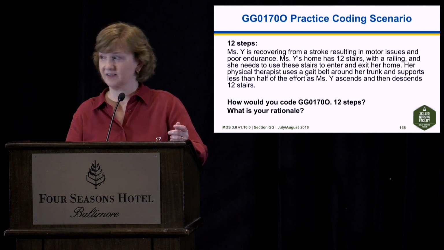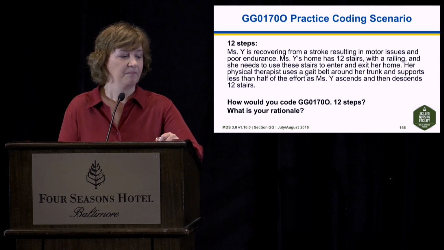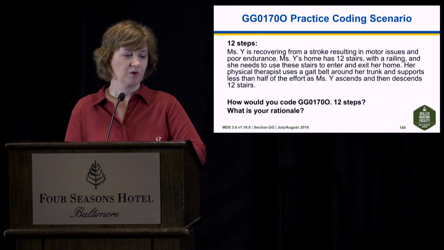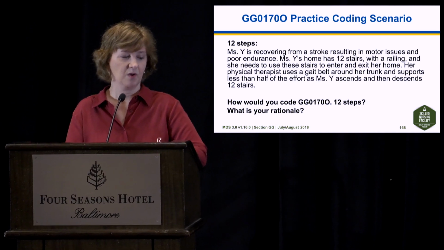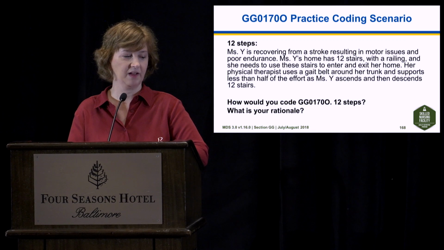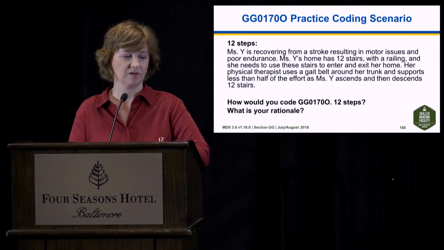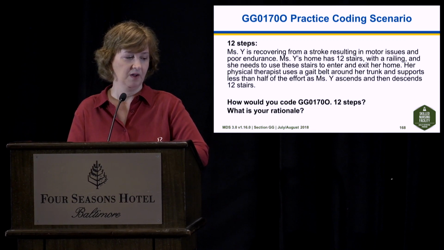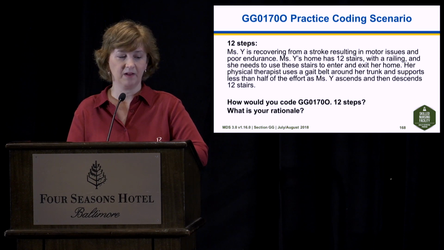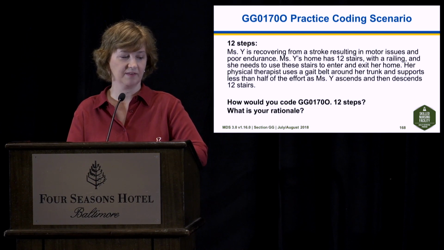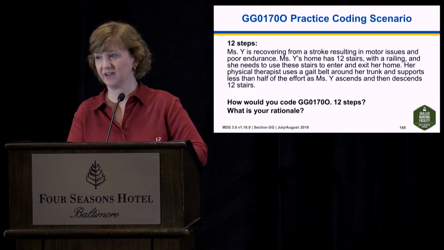We do have a practice scenario here. Ms. Y is recovering from a stroke resulting in multiple issues and poor endurance. Ms. Y's home has 12 steps with a railing, and she needs to use these stairs to enter and exit her home. Her physical therapist uses a gait belt around her trunk and supports less than half of the effort as Ms. Y ascends and descends 12 stairs.